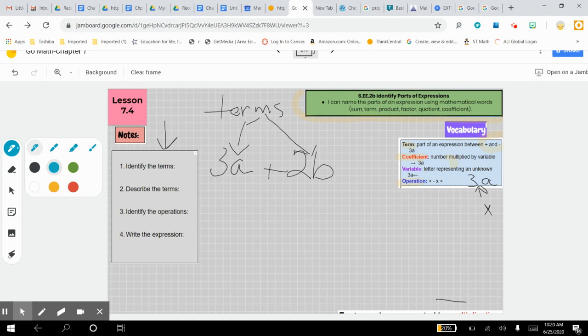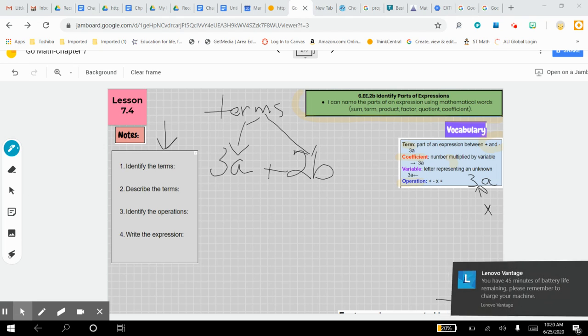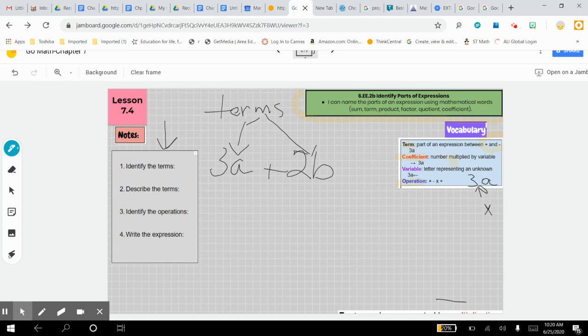Now if I'm describing this term, this is 3 times a plus 2 times b. Then I'm going to identify the operations. I have an operation right here, and this operation is to multiply. And I also have another operation right here, which is add. So the two operations in this example are multiply and add. This gets tricky because we forget there's a multiply between the coefficient and the variable.